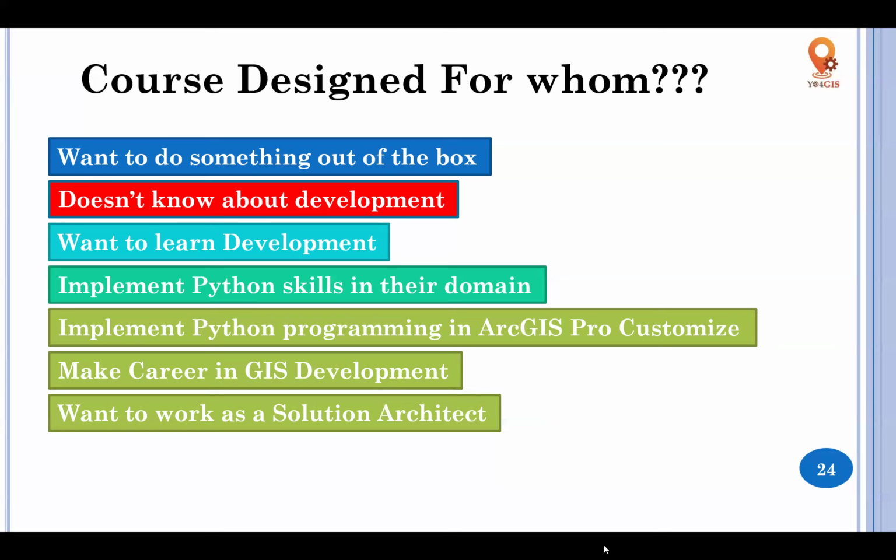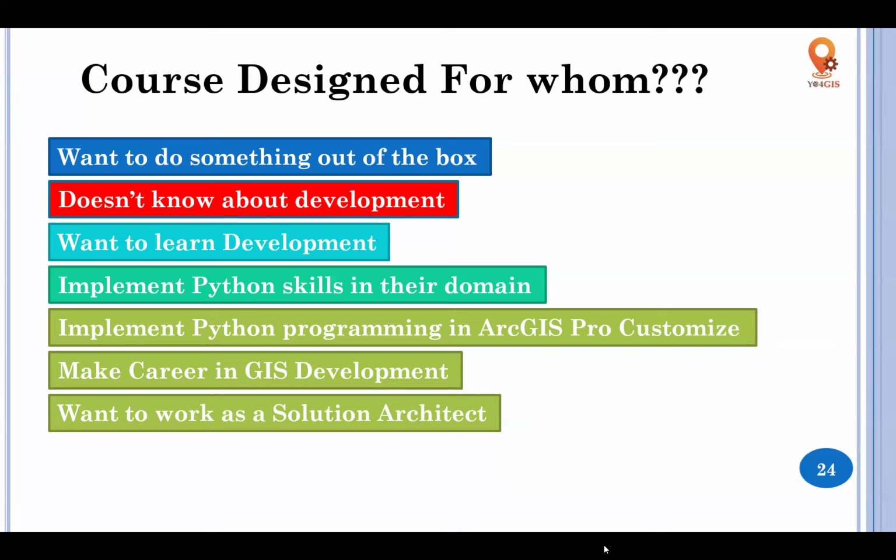The people who want to learn development, this course is designed for them only. If you want to learn Python and implement Python skills in different domains, that course is for you. Implement Python programming in ArcGIS Pro customization: the entire course is going to customize, meaning learn Python and customize ArcGIS Pro using ArcPy. If you want to make a career in GIS development, that is the reason we are learning here.